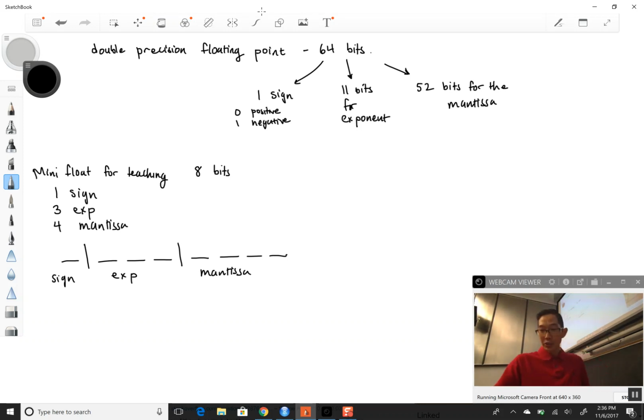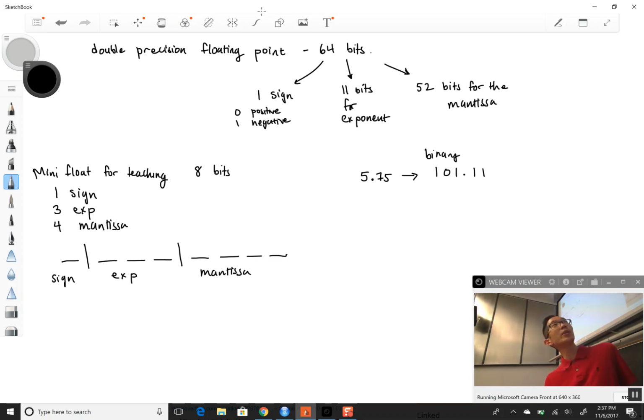See what we have. Okay, so let's say we wanted to represent the number 5.75, okay? So 5.75 in binary would be 101, that's the 5, and then the 0.75 would be 1/2 and 1/4, right? So this would be 5.75 in binary, right? Well, this is just in binary representation. We haven't tried to put it in our mini float yet.